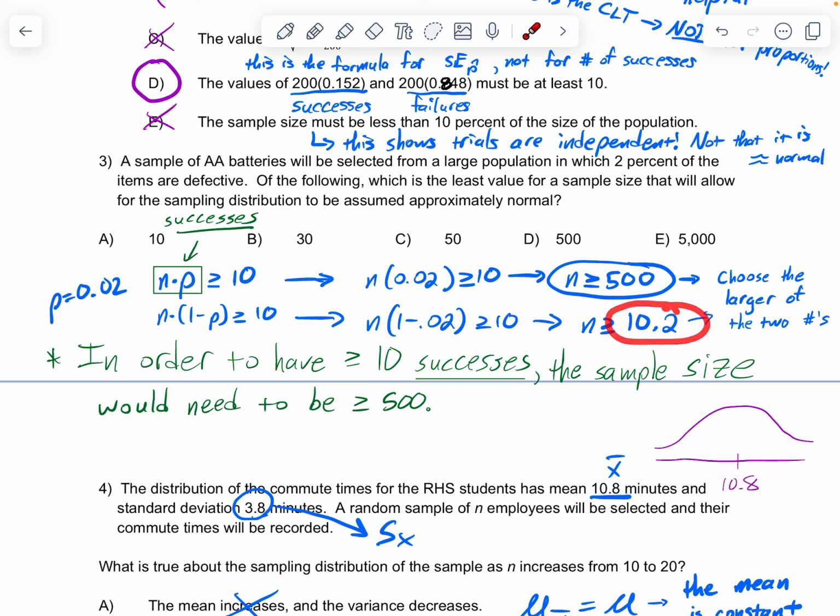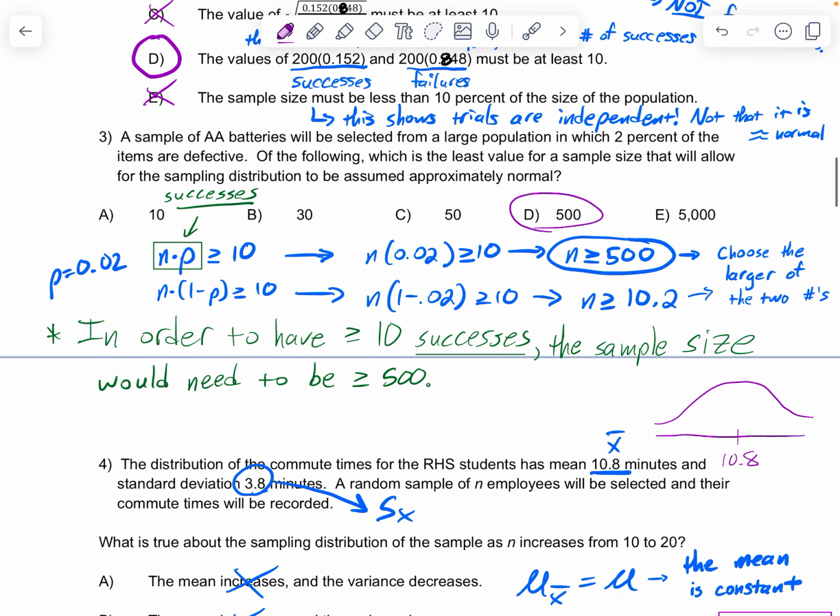If I picked a sample size of 10, and maybe you're thinking, there it is, there's my 10. Well, if I put a 10 in right here, that is not going to get me 10 successes, right? 10 times 0.02 is 0.2. So that's not going to work. So it's got to be the 500. Okay.